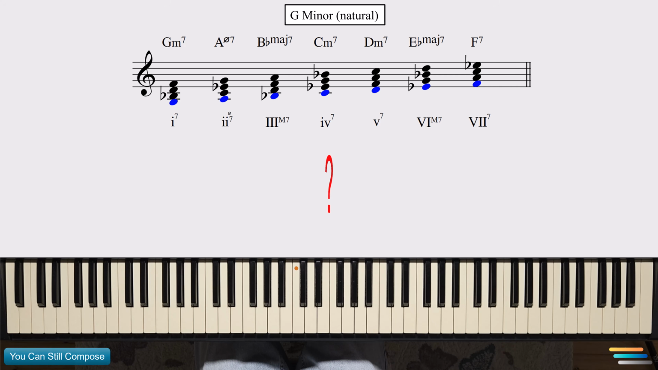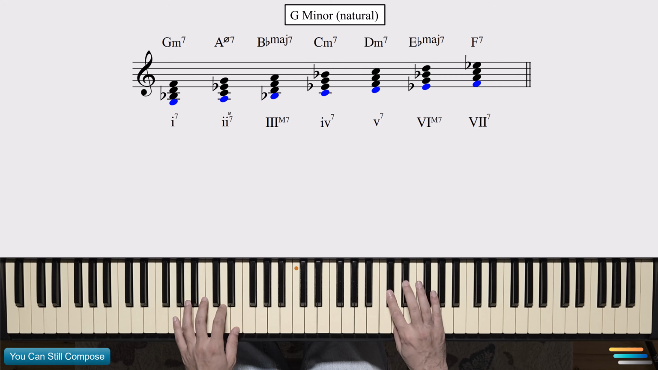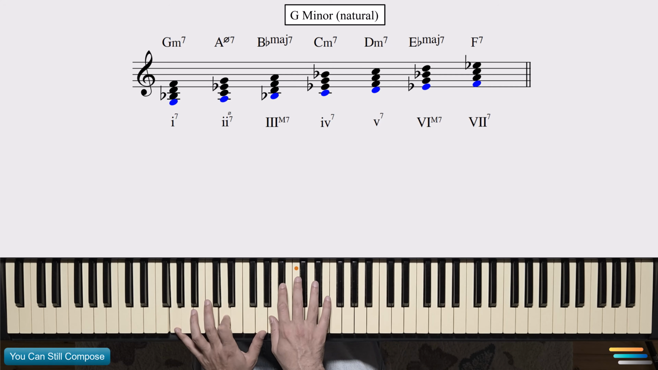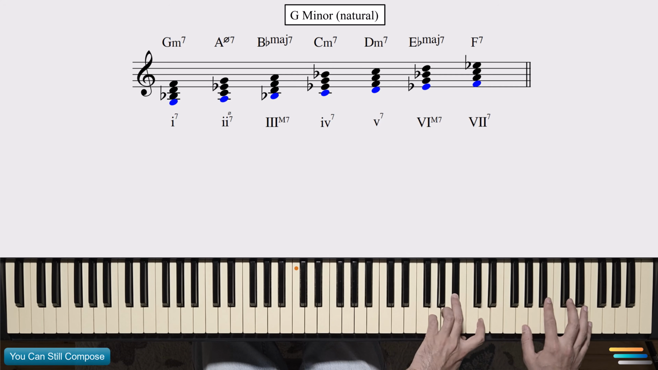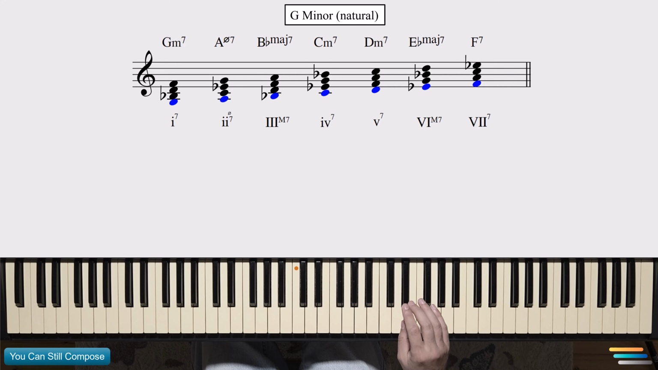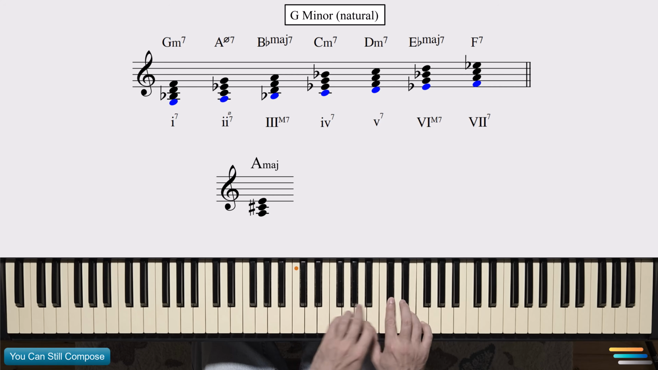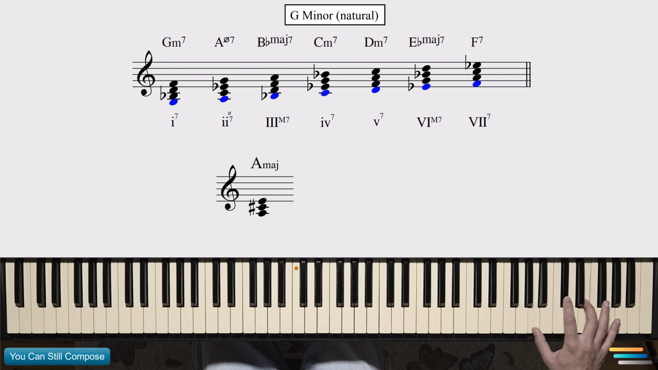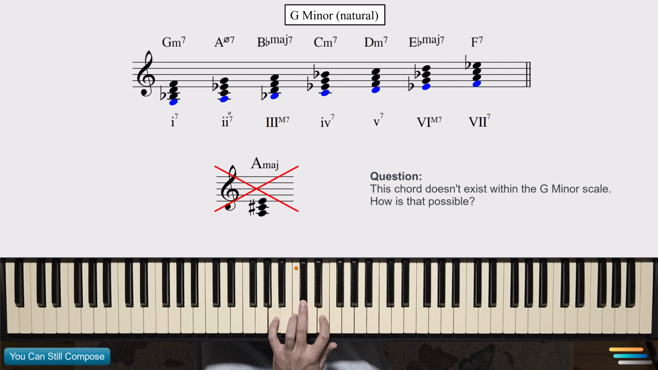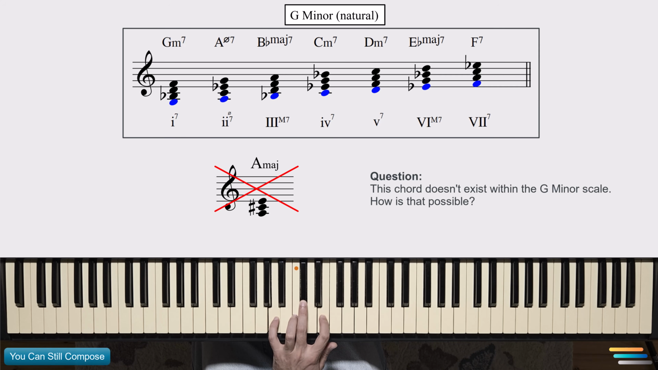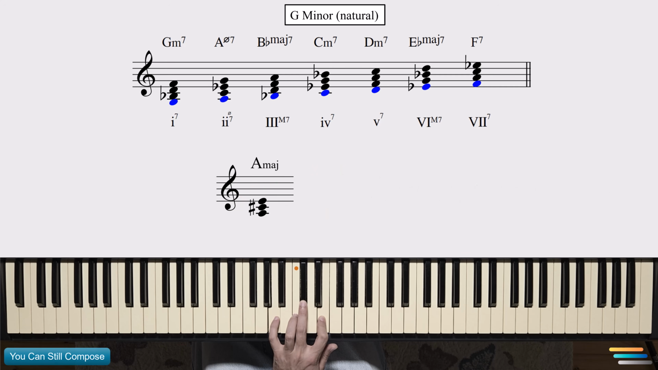The answer is simple. For example, let's say we are in G minor. But then we move to this chord. This chord doesn't exist naturally within the scale we are using, so how is that possible? Now we have the answer to our first question.